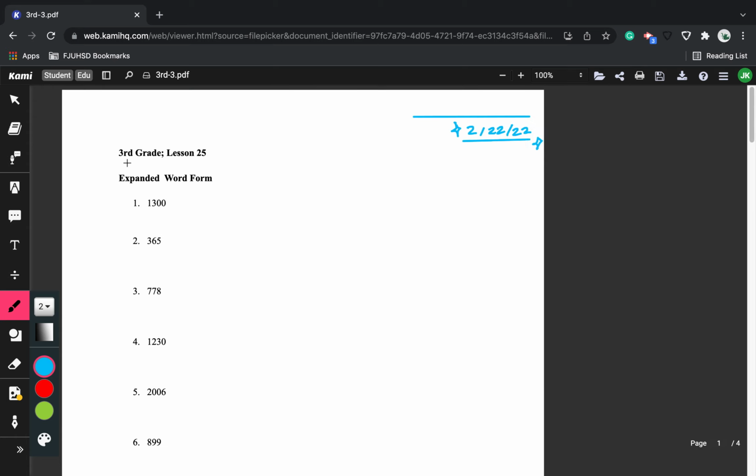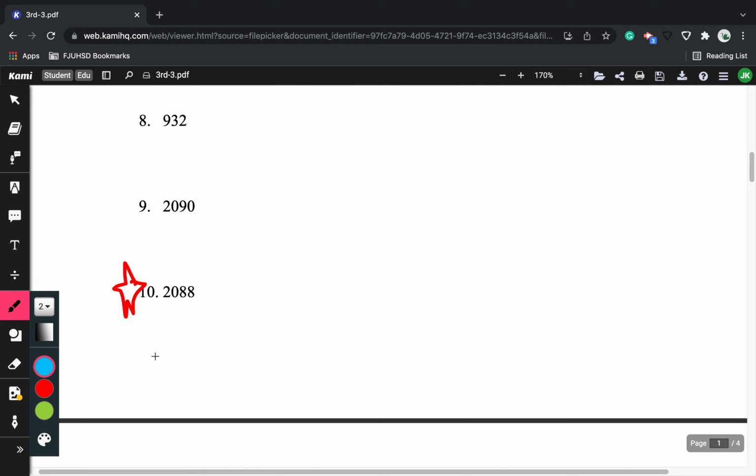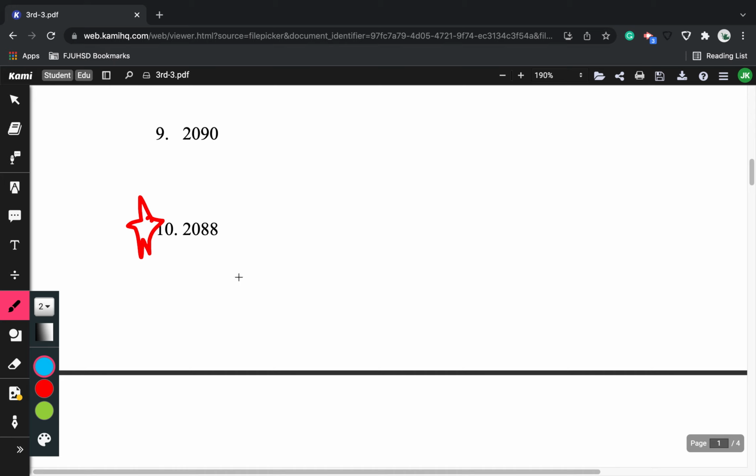So, for the first page, they're asking you to write the expanded word form. Basically, they're just saying, write it out. When we write it out, remember, there's a separation every 3 values, but that doesn't really matter.